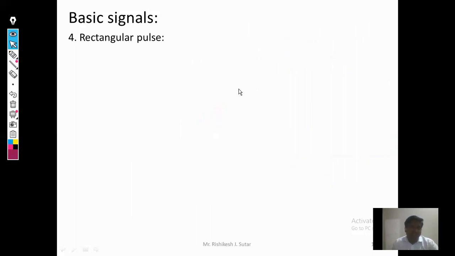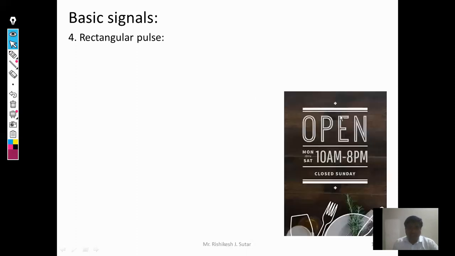So it is the rectangular pulse. Actually, a rectangular pulse is nothing but a window. For understanding, take a board outside a restaurant. It mentions that it's open between 10 a.m. to 8 p.m. So it's a window. In between this window only the restaurant will be open. Between the window only the signal exists, and outside that window the signal simply doesn't exist; its value is 0. That's a simple example of a rectangular pulse. It's simply a window.